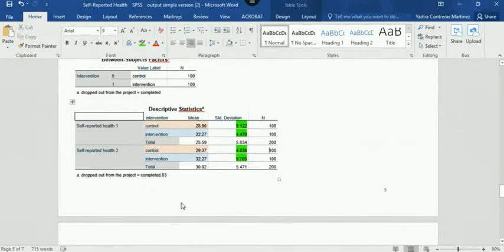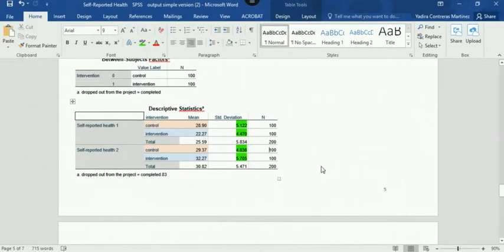Next, we will look at the statistical information for after the program. The control group's mean was 29.37. The standard deviation was 4.836. So the APA format for that will be 4.84. The intervention group's mean was 32.27 and the standard deviation was 5.705. So 5.71 will go into your paper.